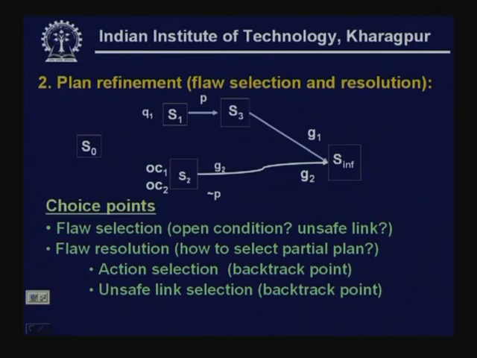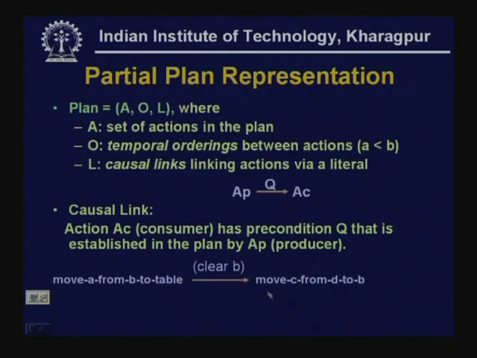The flaw resolution deals with how we select partial plans. Here we can select a particular action and treat this as a backtrack point, or even for finding the unsafe links we can use backtrack search. So, this is a repetition of what I said earlier. A partial plan is described by the tuple A, O, L. A is the set of actions in the plan, O is a set of temporal orderings of the form A precedes B, and L is the causal links linking actions via a literal.